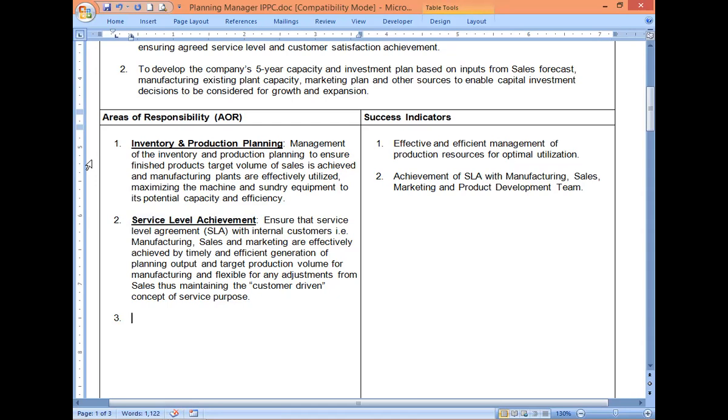what would be our next? Okay, since we already have the 5-year plan here, the long-term plan, I'm also including it as one of the AOR. So I would say 5-year plan.